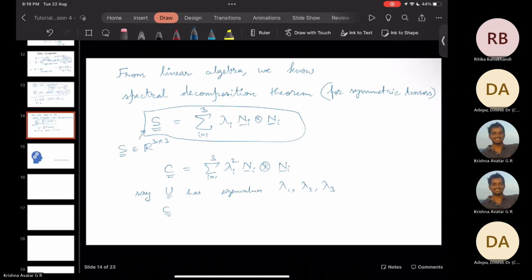And since we know that C is equal to U squared, can we know about the eigenvalues of C? I'm just asking. Given that the eigenvalues of U are lambda 1, lambda 2, and lambda 3, what could be the eigenvalues of C? Although the answer is clearly mentioned here.